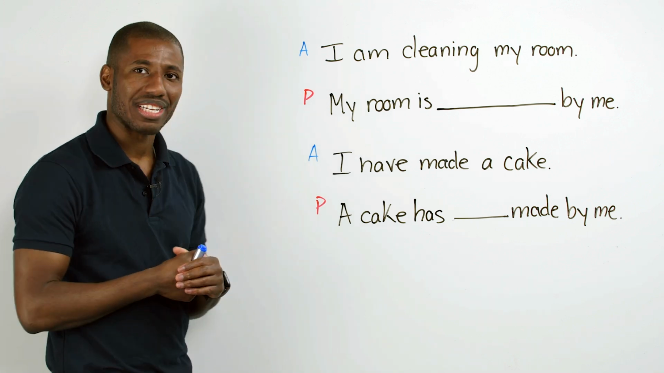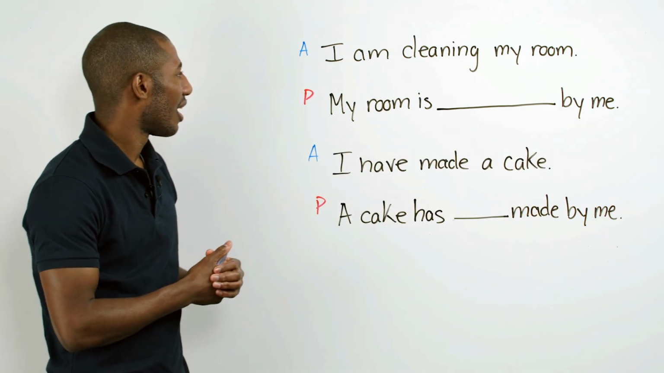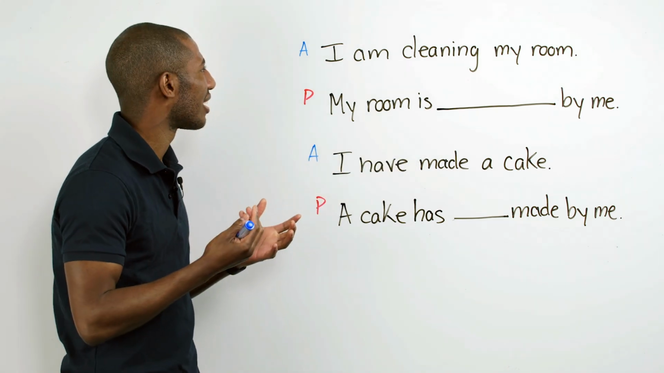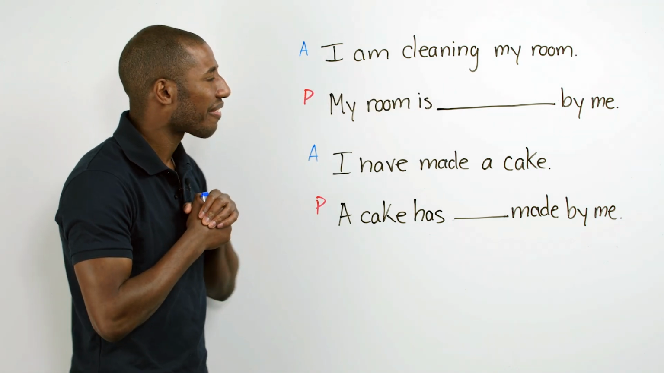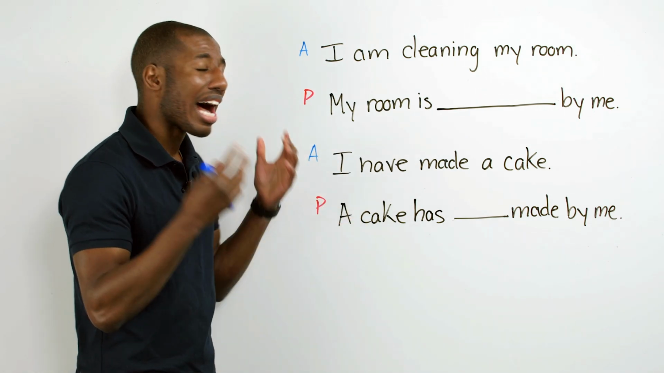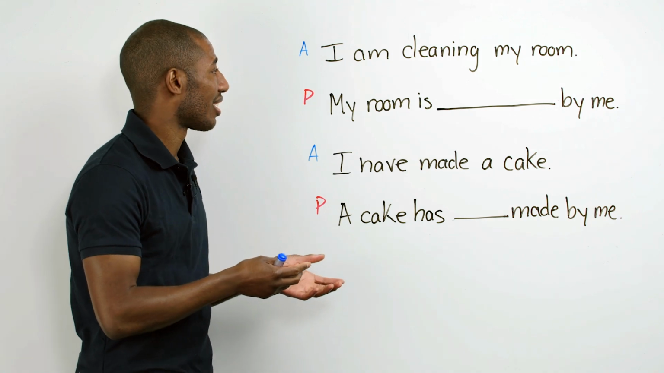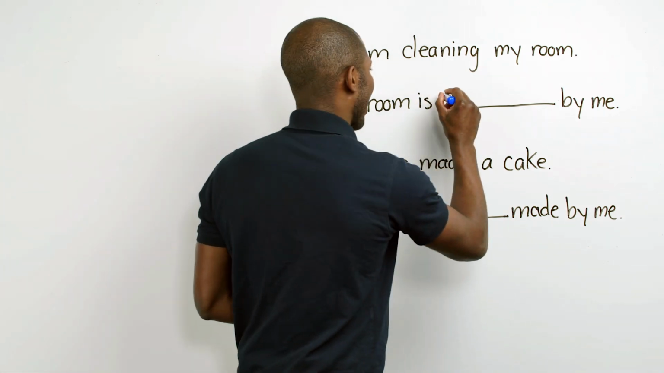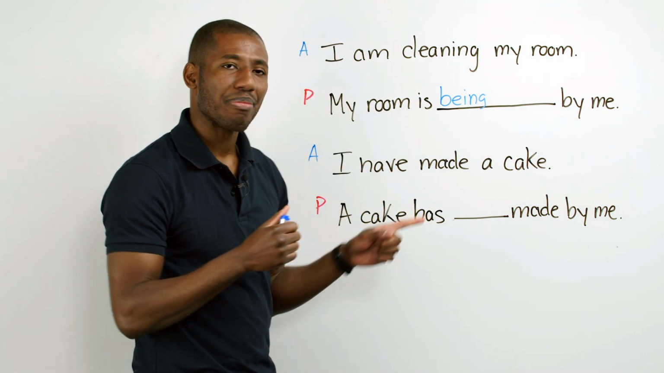The passive voice sentence of that is, my room is blank by me. I can see that I have a to be verb, is, but I'm not done. It's incomplete. Well, if I look at my action in the active voice sentence, we have cleaning. Cleaning is written in the present continuous tense. I know from earlier that my to be verb has to match with the same tense. So my room is being. Oh, that's a great to be verb to use. Being, but I'm missing the past participle.